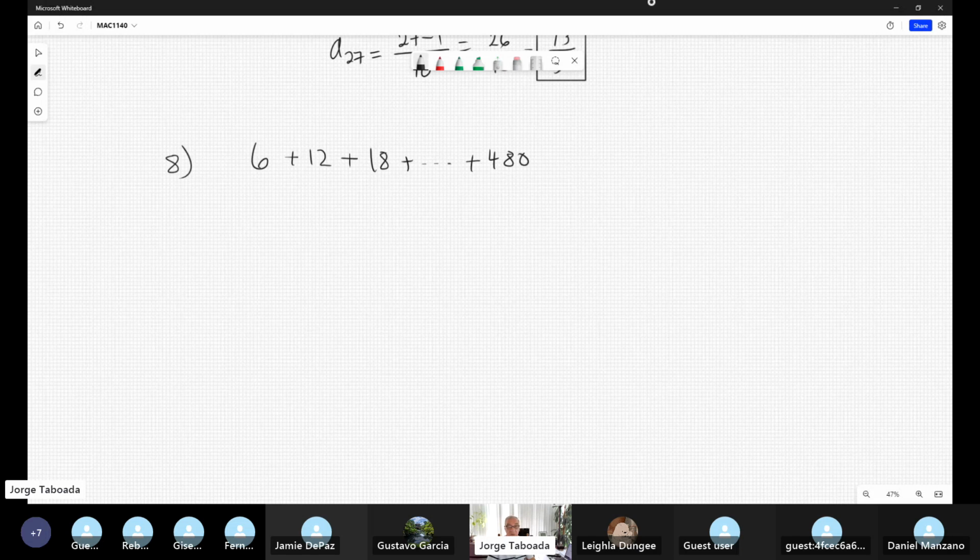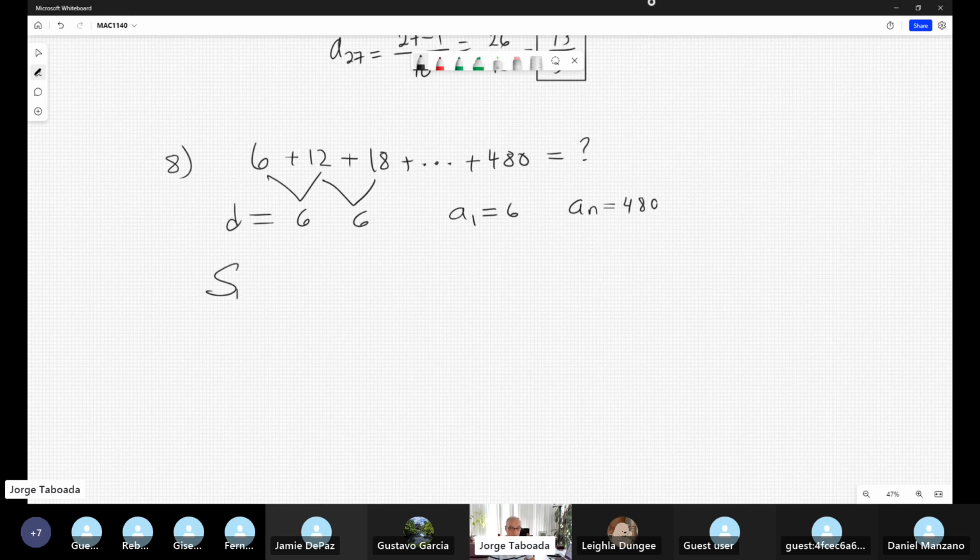I need to find this summation. It's an arithmetic sequence because when you subtract, the difference is 6. I suppose the dots indicate that this pattern is repeated in the rest of it. So the common difference is 6, and A1 is 6. And A sub n is 480, the last one.